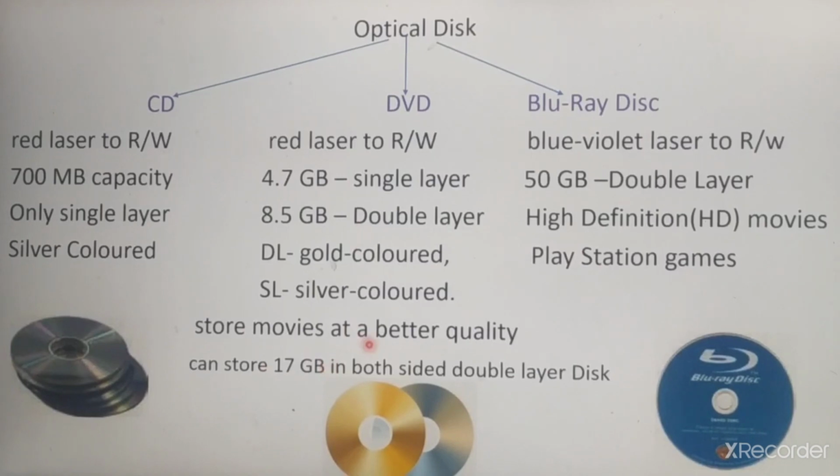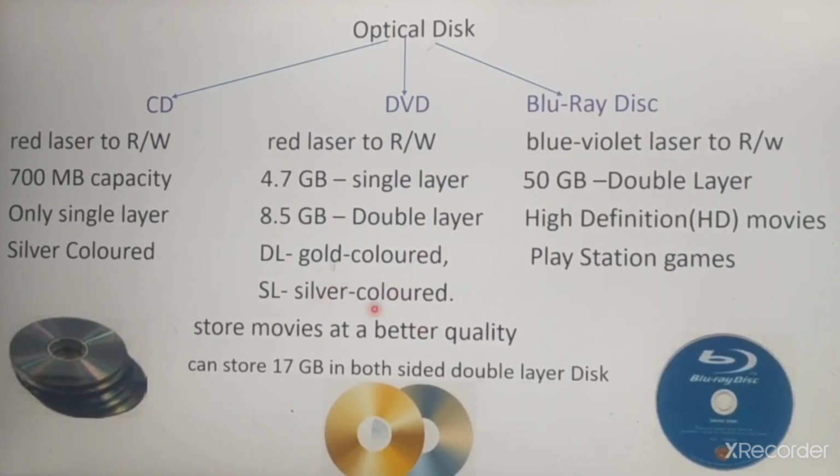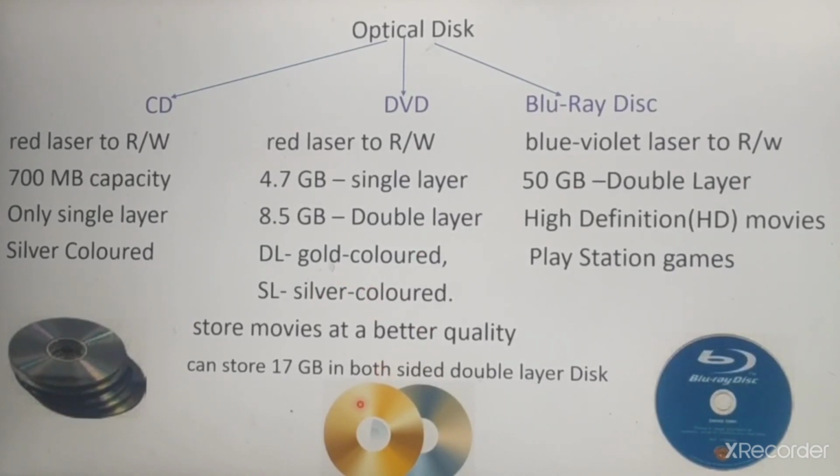How can we identify single layer and double layer discs? The single layer disc is colored silver. At the same time, the double layer disc is colored gold. By using this color, we can identify both single layer as well as double layer discs.